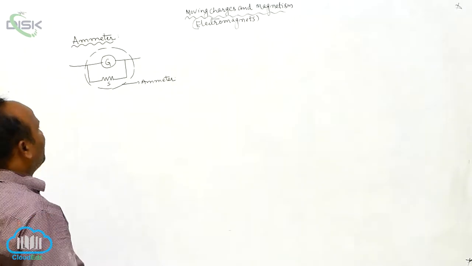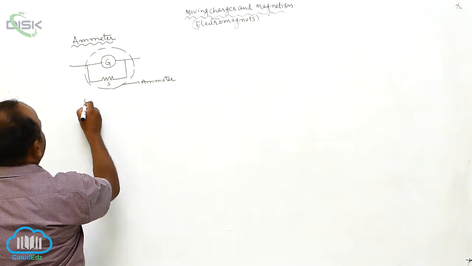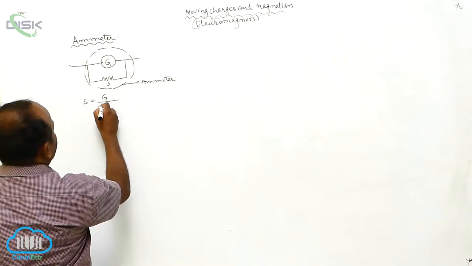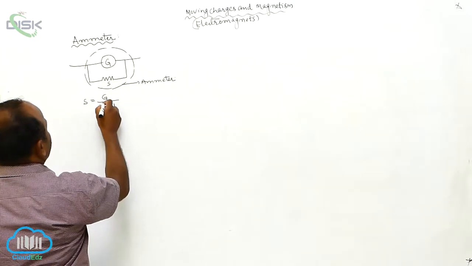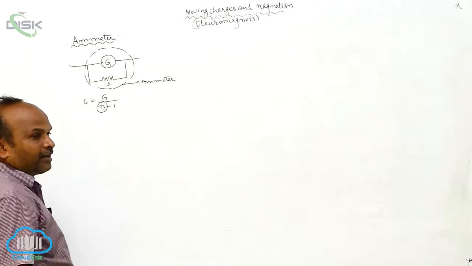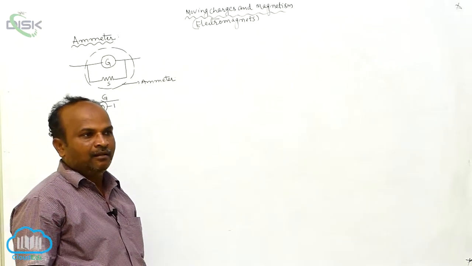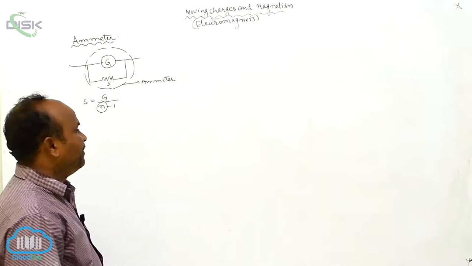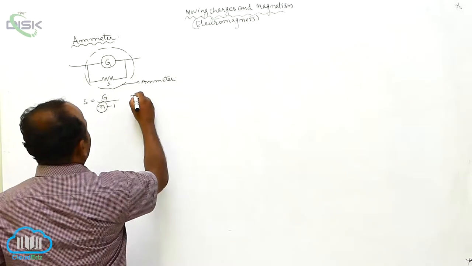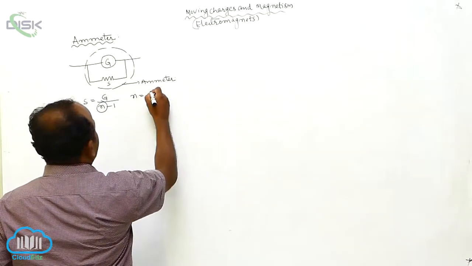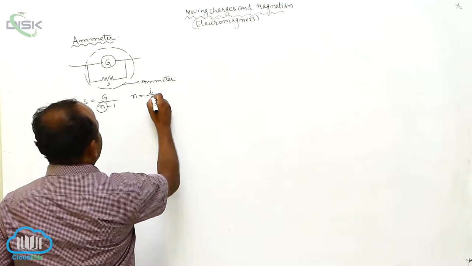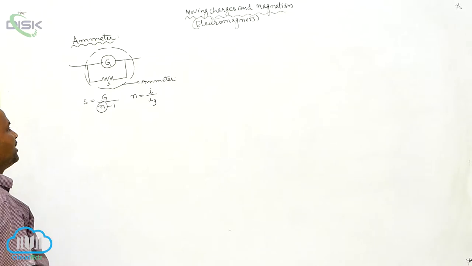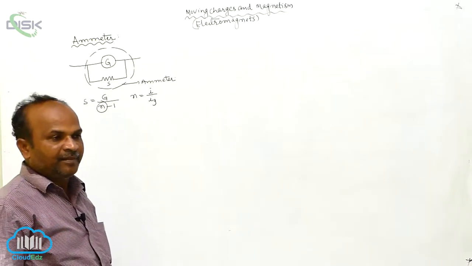Right? What is the ammeter principle? Just now I told you S is equals to G by N minus 1. Therefore, N is called the range of the ammeter. N is equals to I by IG, where I is the total current and IG is the galvanometer current. This is called range of the ammeter.